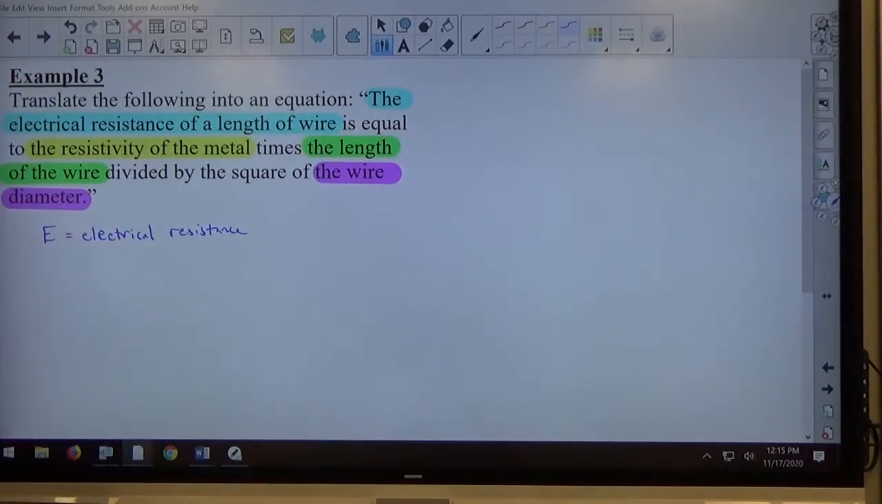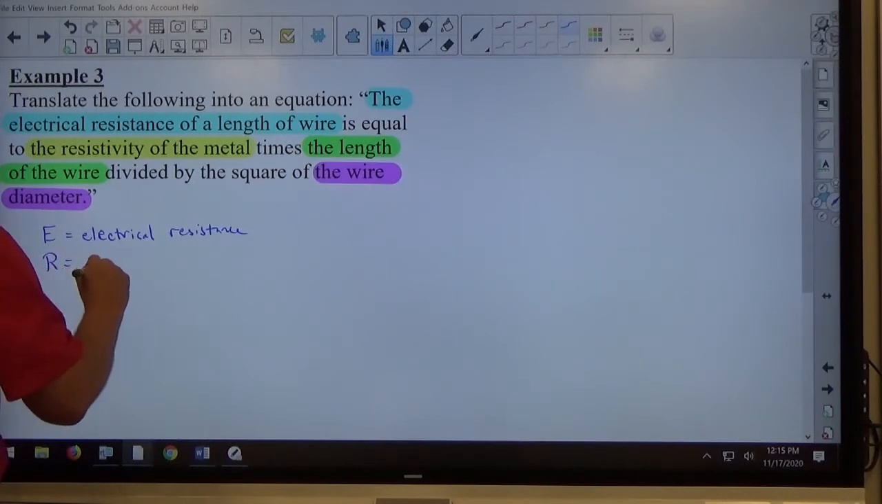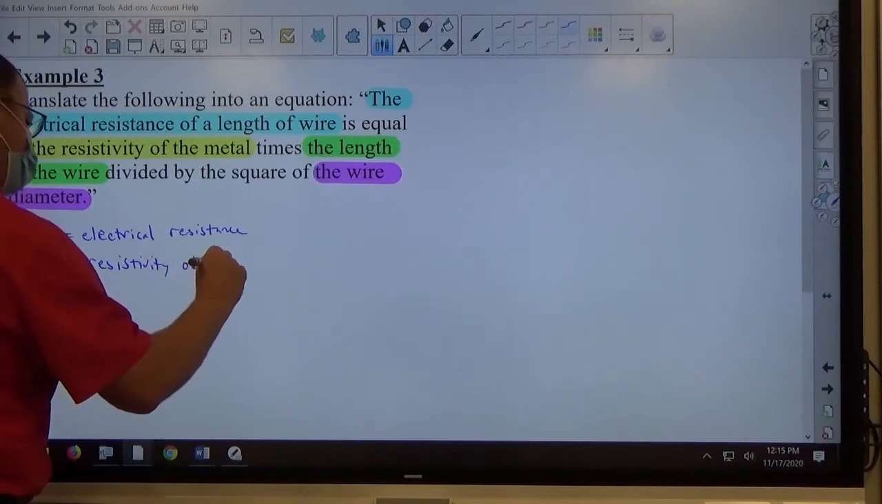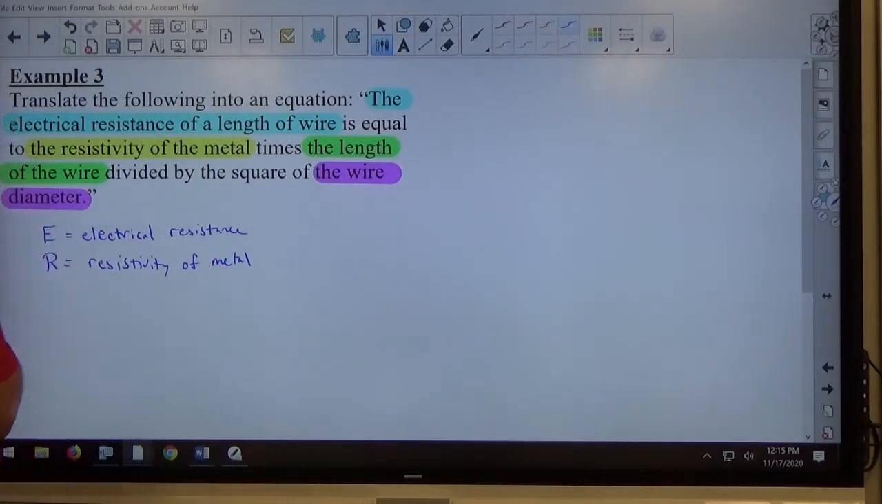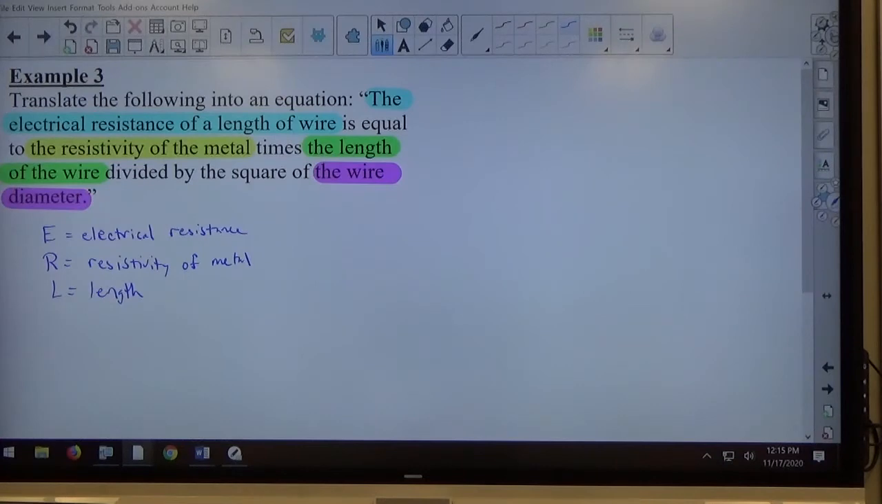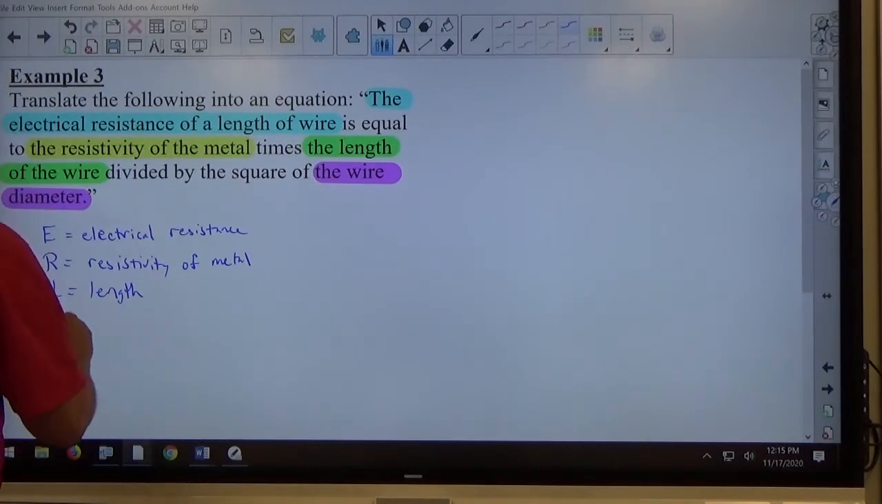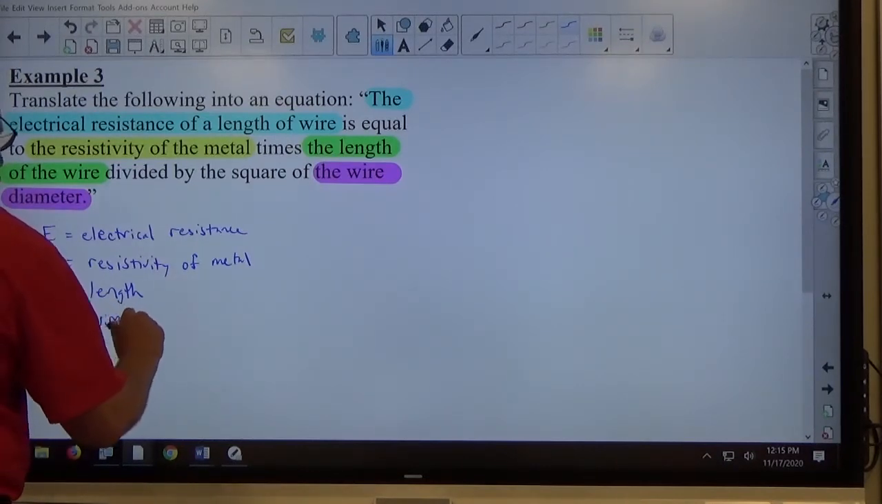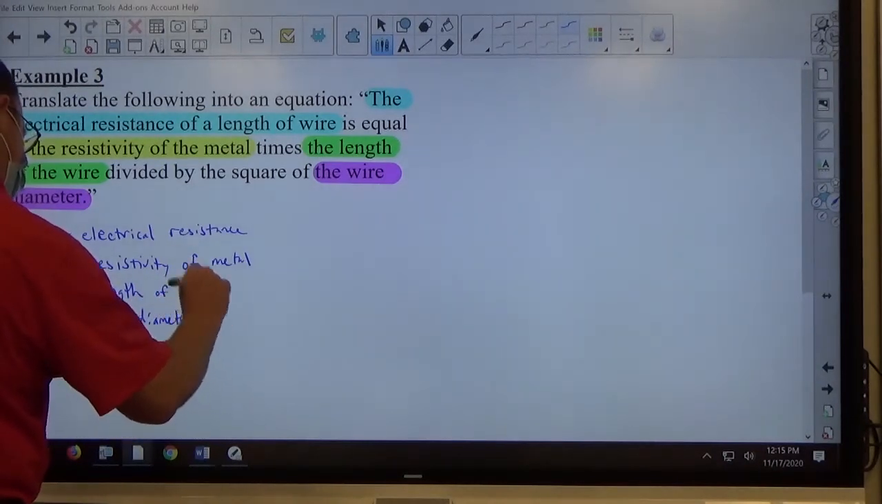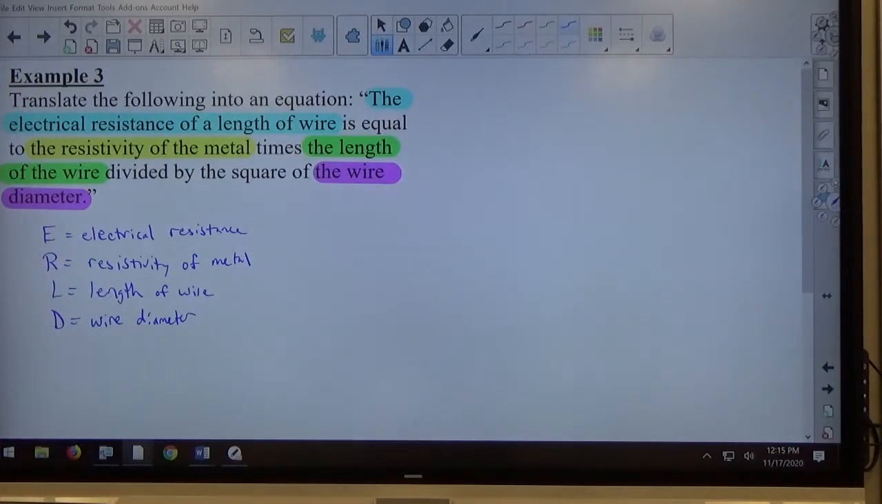Is equal to the resistivity of the metal. Let's go with R, resistivity, times the length of the wire. Let's go L equals length, divided by the square of the wire diameter. Just making up variables to represent things.